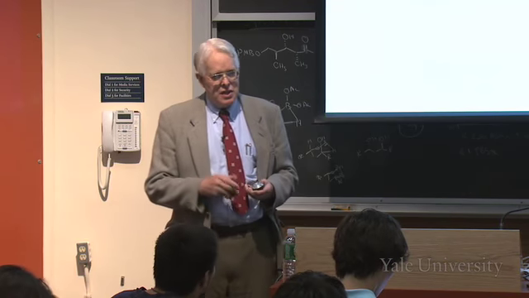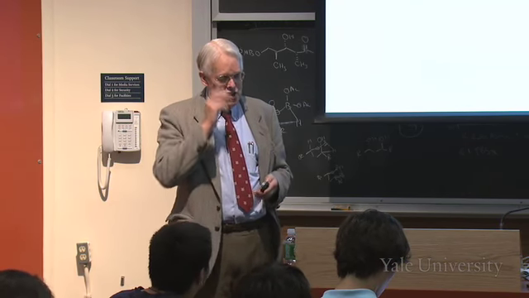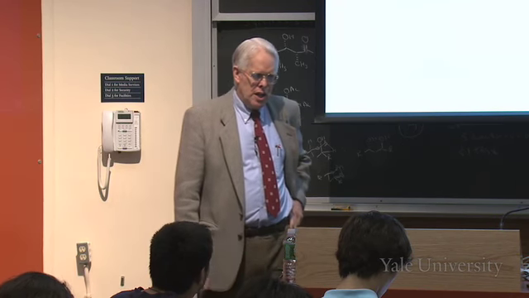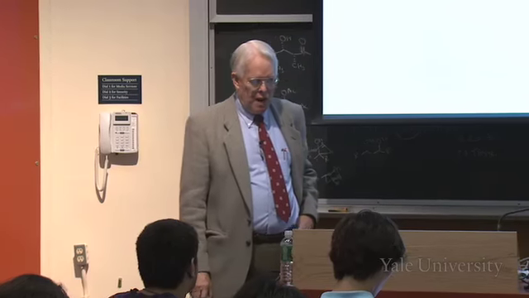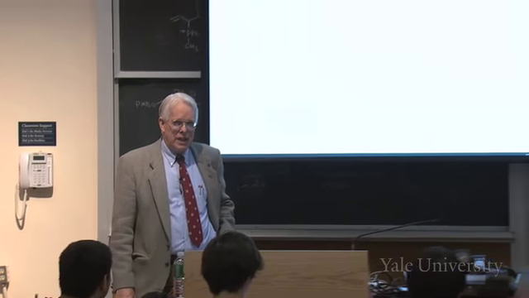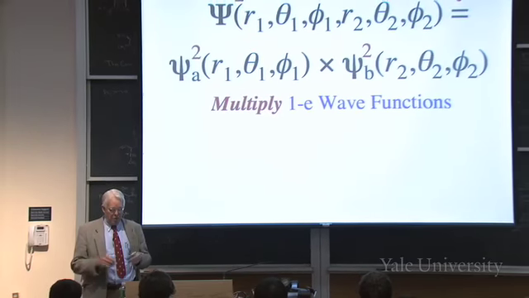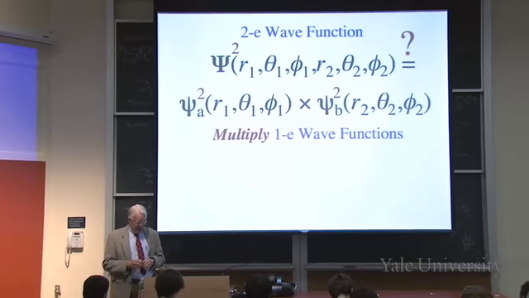Okay. So that's what we're going to do. And here's where we were last time. We were wondering, when it comes to a 2-electron wave function, might it be possible to write it as a product of 1-electron wave functions? Because we know how to write 1-electron wave functions. We got that table. We can write the real thing, at least for an atom.